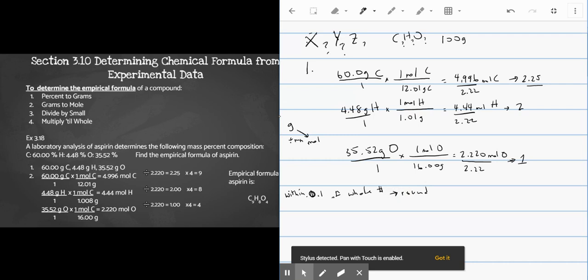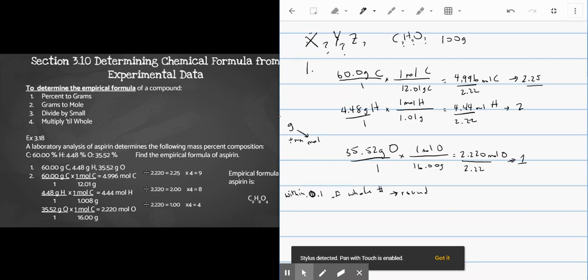Okay, so it's safe to round. In other words, if I had got 2.9, then I can safely round it to 3. If I had got 1.9, then I can round it to 2. Or even 2.1 could have been rounded to 2. But I don't. This is not within 0.1 of a whole number.